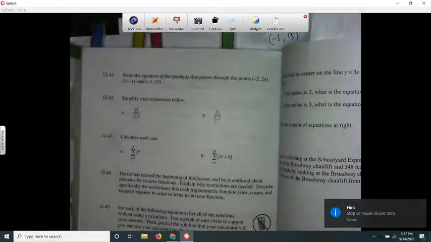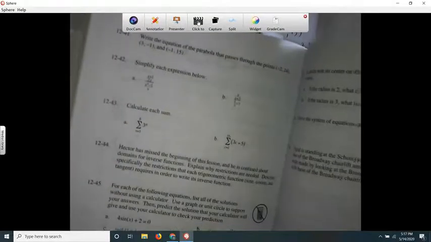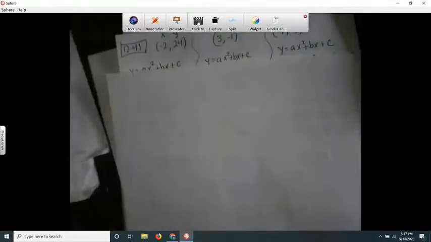Here's Integrated 3, problem 12-41. It says, write the equation of the parabola that passes through the points (-2, 24), (3, -1), and (-1, 15). So you've just learned how to do systems of equations with 3 unknowns. On this one, I don't know if you would really know to do this or not. I guess that's why you asked.